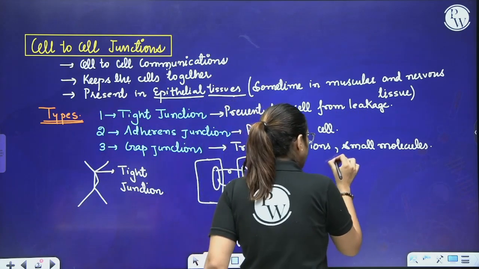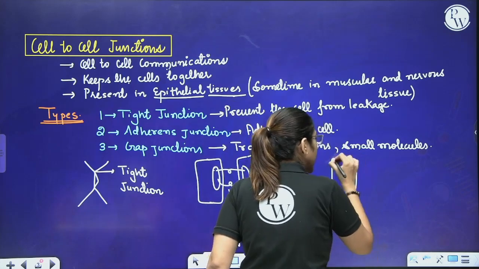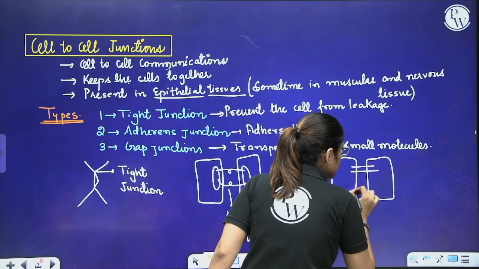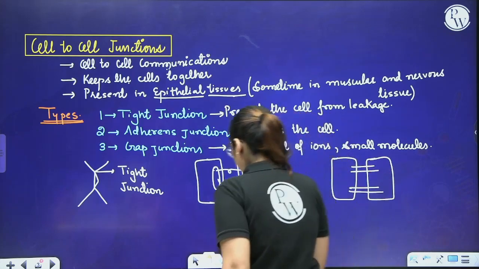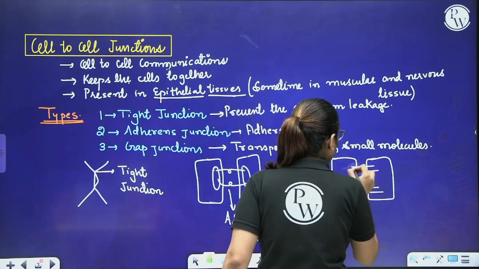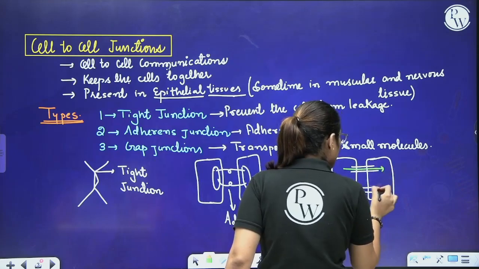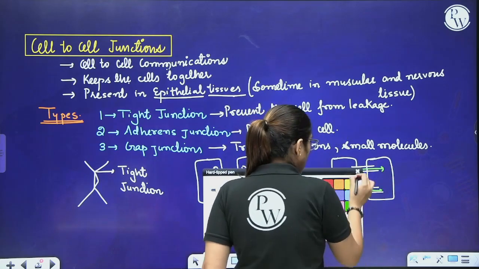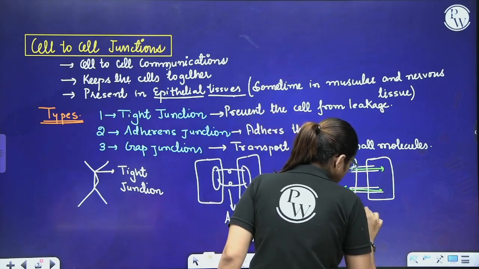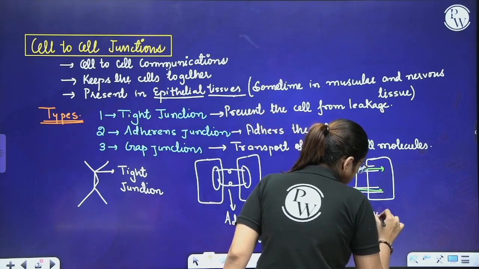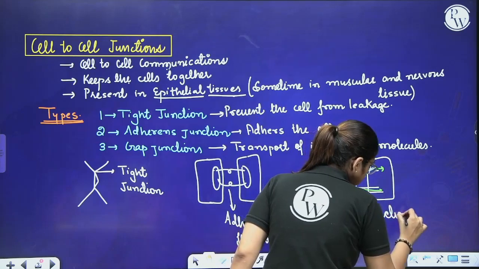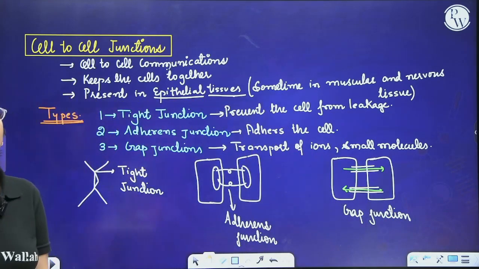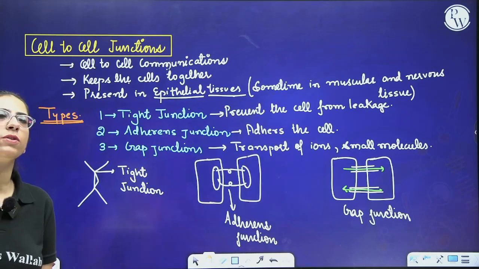Now, would you like to have a look at how these gap junctions look? See, these are the two cells, and this is how the communication happens. With the help of these junctions, molecules move from one cell to another and from that cell to other cells. This is termed as a gap junction. Clear everyone?